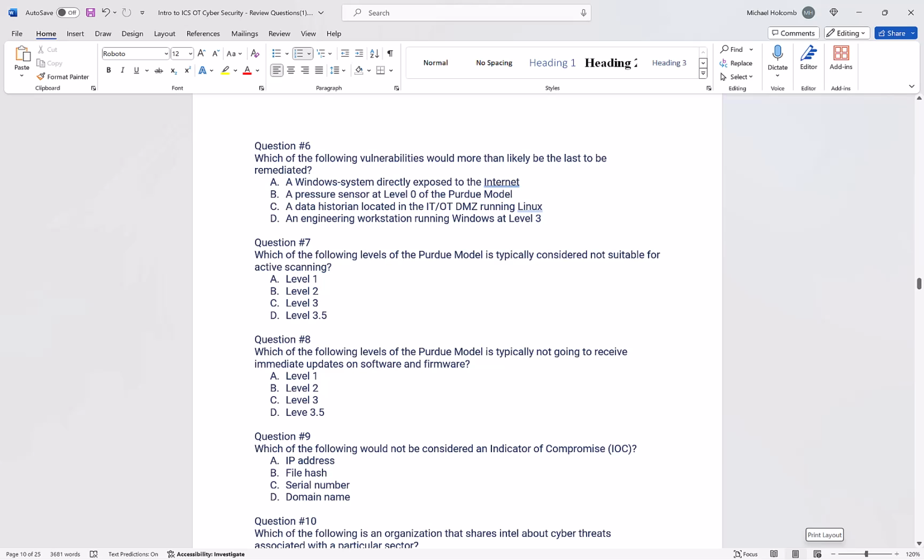So when we talk about which of the following vulnerabilities more than likely would be the last to be remediated, so what would be at the lowest level of the Purdue model? That's going to be a pressure sensor at level 0.